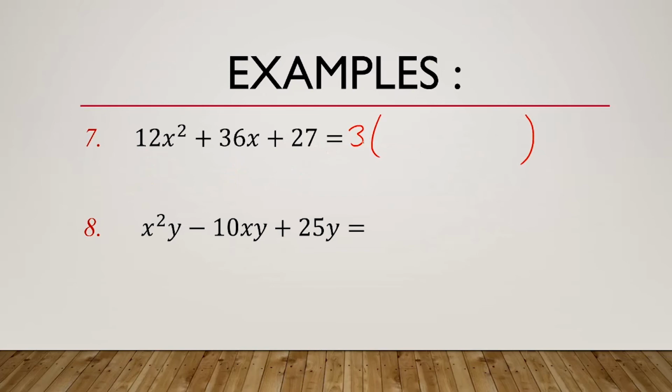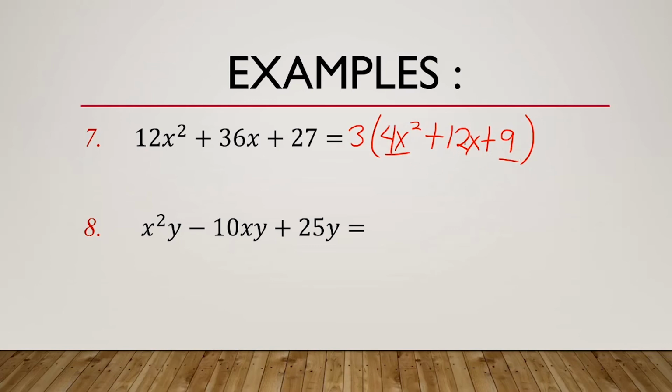So 12 divide 3 is 4. Then suffix the variables. Next, 36 divide 3, we have 12. Then x. 27 divide 3 is 9. And that's it. 4x squared plus 12x plus 9. 4x squared is a perfect square. 9 is a perfect square.